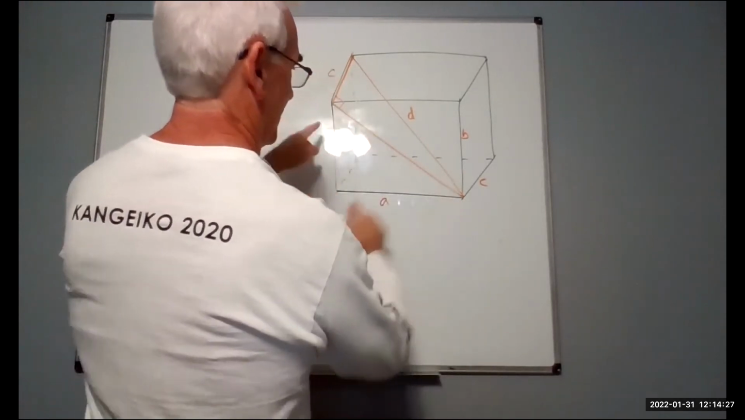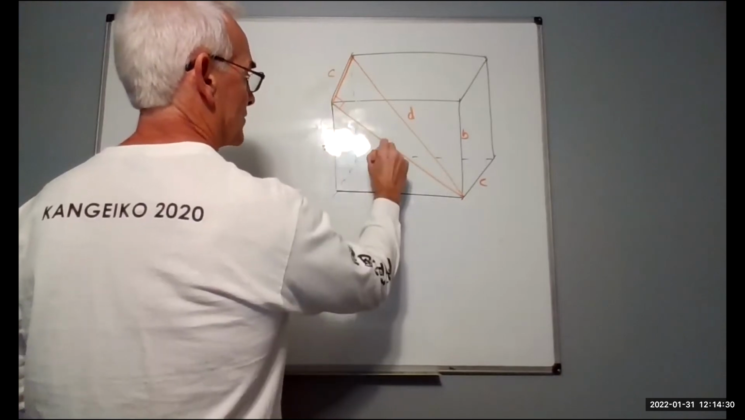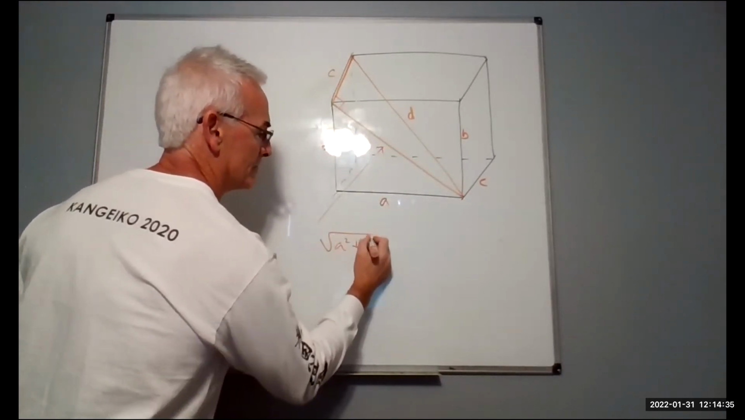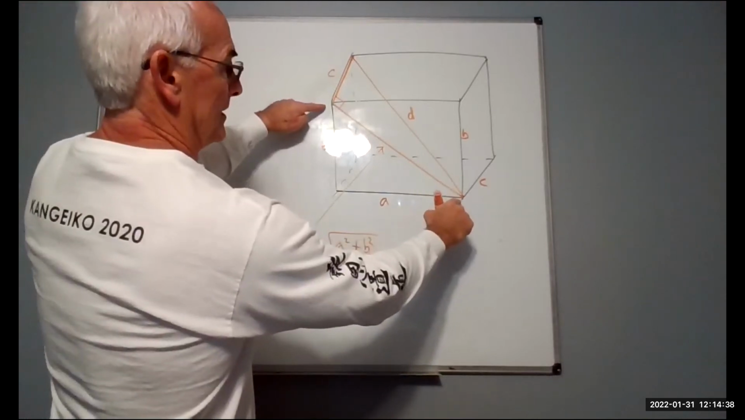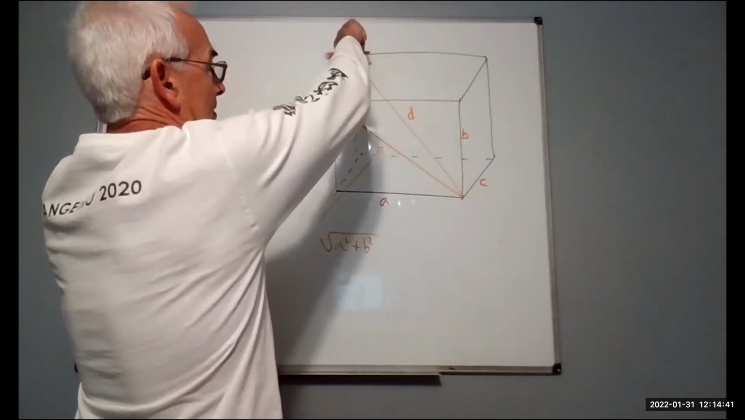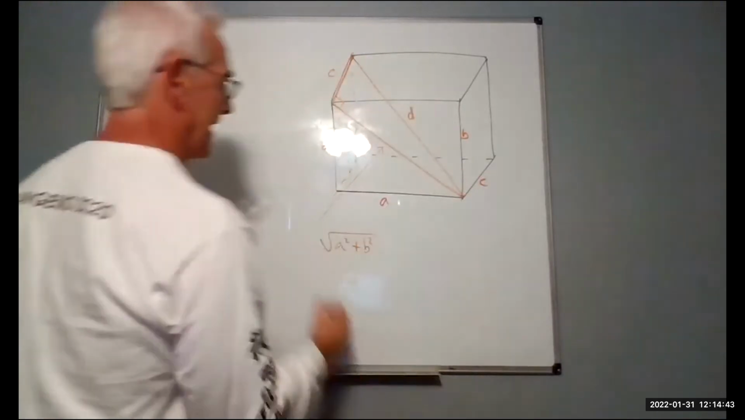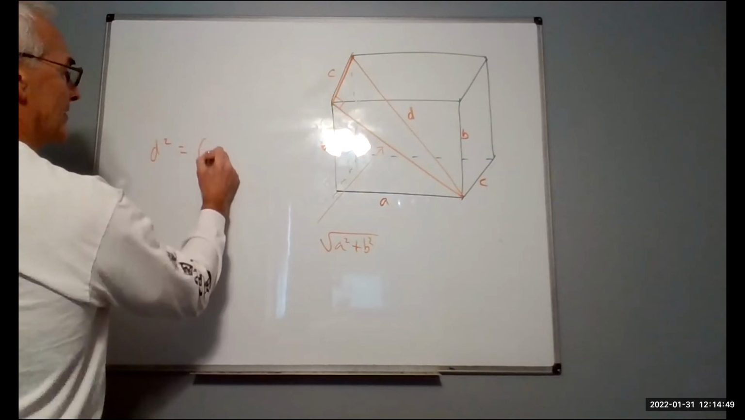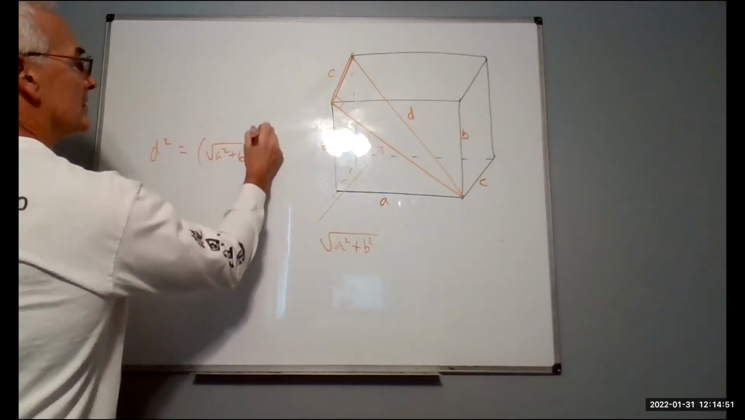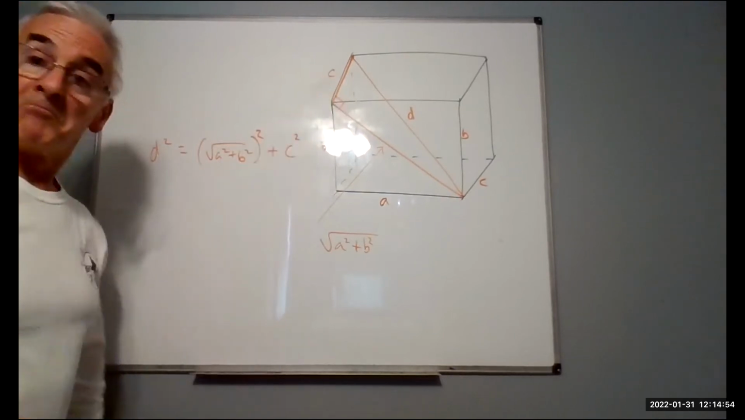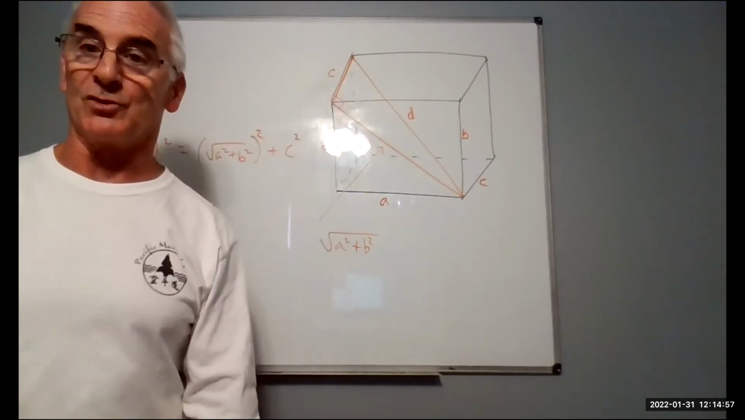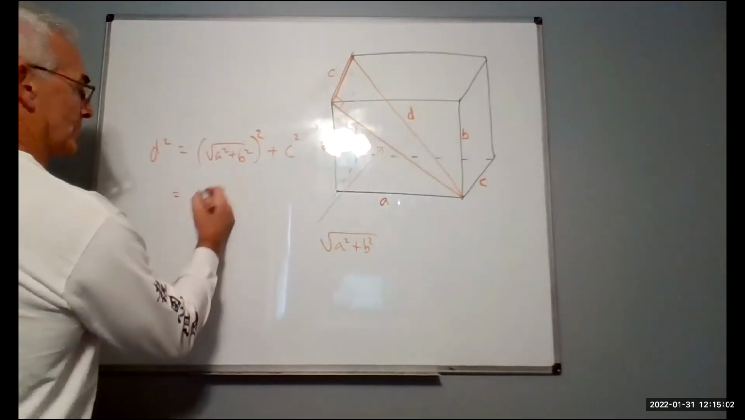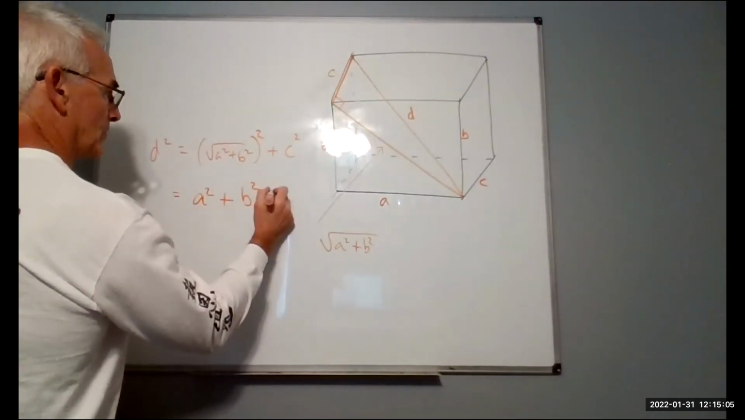Oh, but there's a Pythagorean thing going on right here. Isn't that length there the square root of A squared plus B squared? That length right there is the square root of A squared plus B squared. That length is C. So can I accurately say that D squared equals the square of this side plus the square of this side? I can say that because this triangle is 2-dimensional, even though it's sitting in a 3-dimensional picture, which means that my diagonal is A squared plus B squared plus C squared.